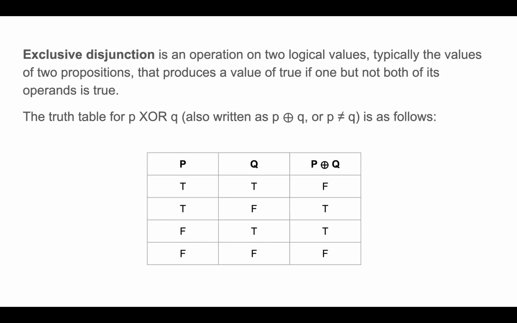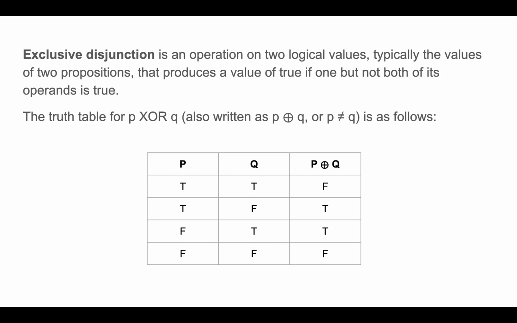XNOR is exactly the opposite of the XOR operation. It means if both are true or both are false, in that case P XNOR Q is true. And if both are different, meaning P is true and Q is false, or P is false and Q is true, in that case P XNOR Q is false.